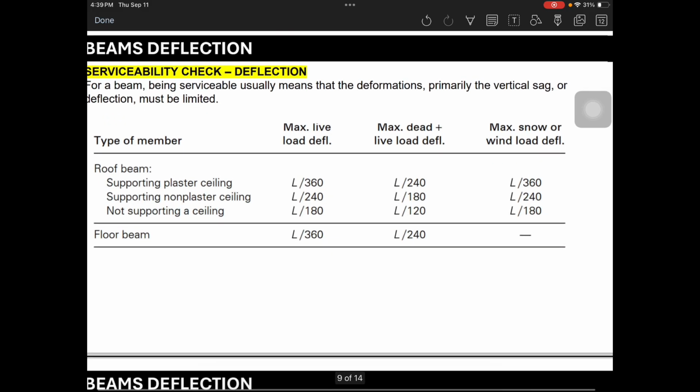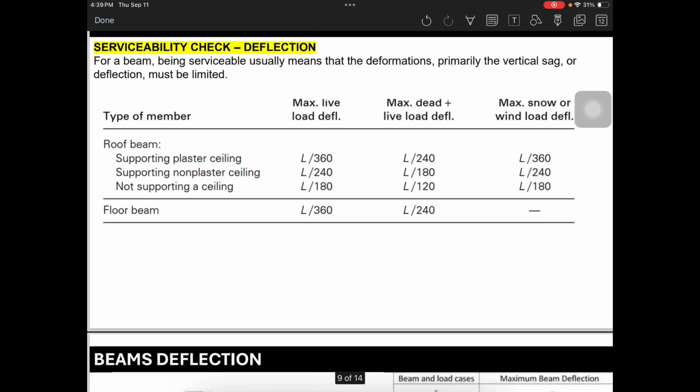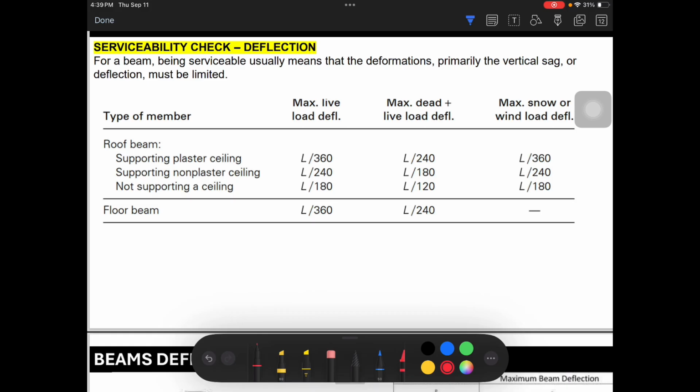So, for a beam being serviceable usually means that the deformations, primarily the vertical sag or the deflection, must be limited. So, these are our limits on deflection. If your beam is a floor beam, which is our usual beam, your limit is L over 360 against live load deflection. And then, if dead load plus live load, it's 240.